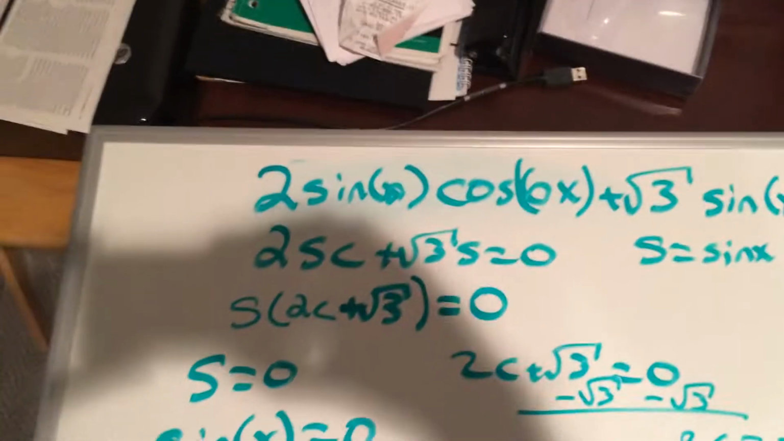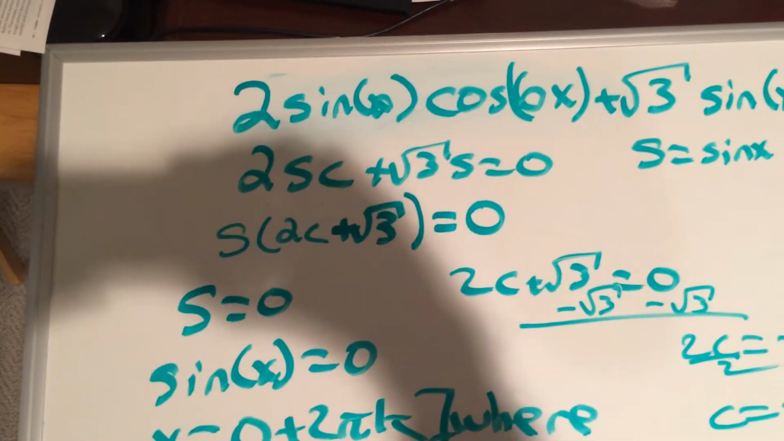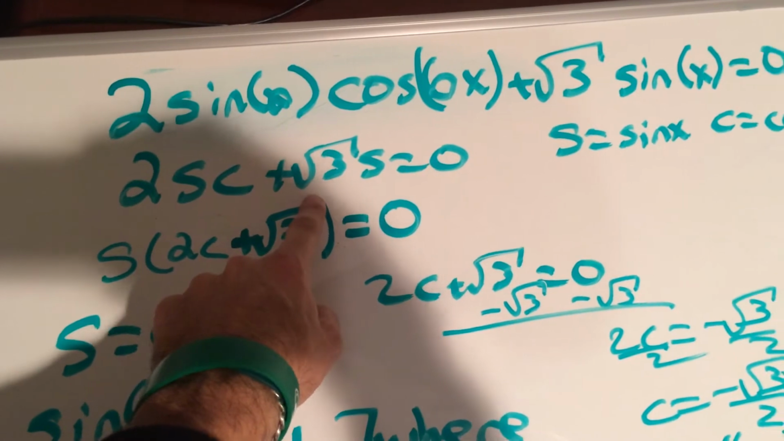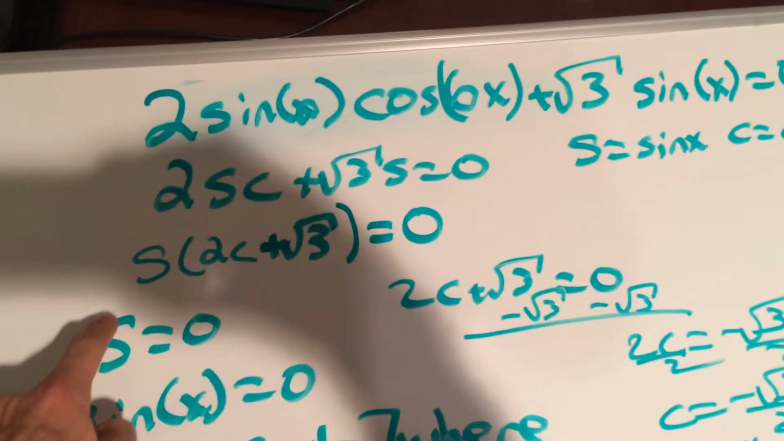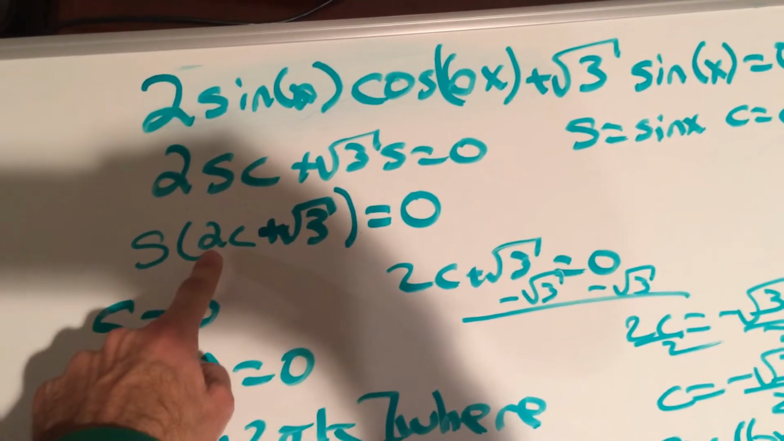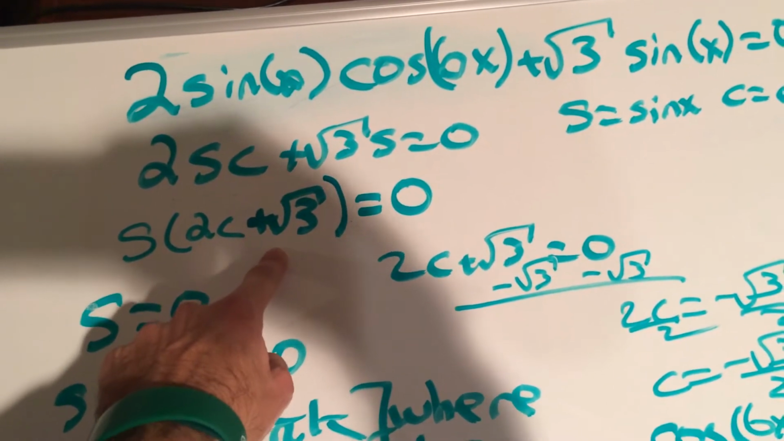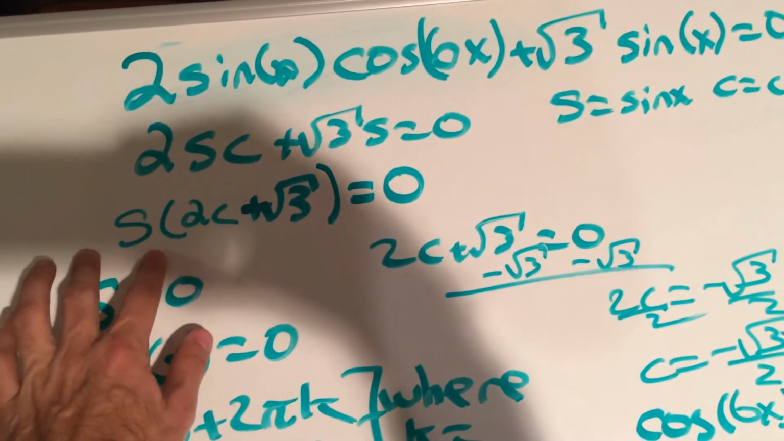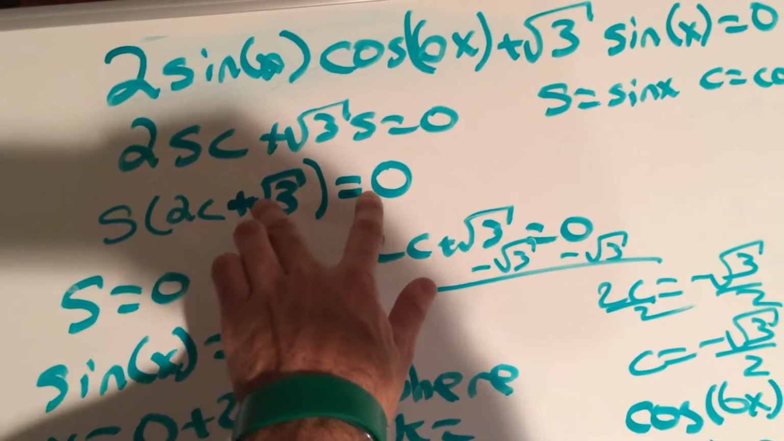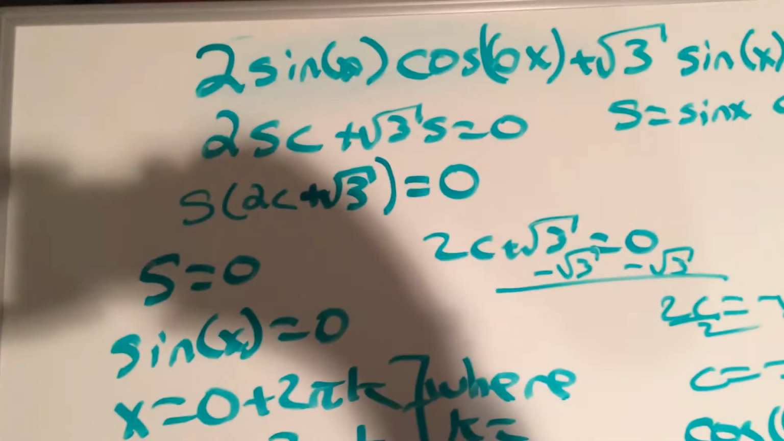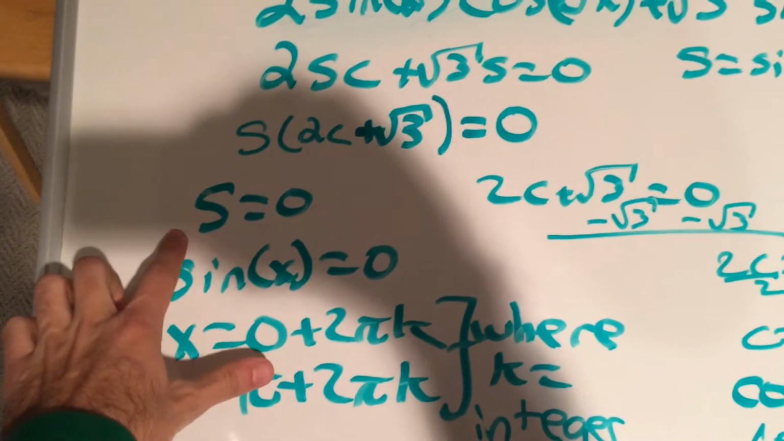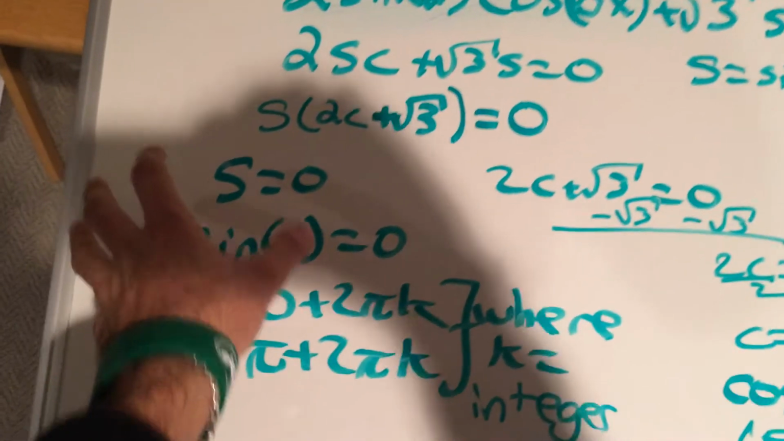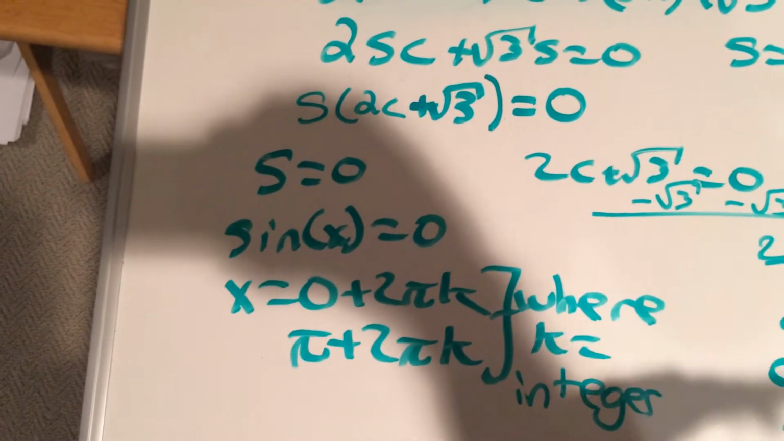Then I said, okay, what can I do next? Well, I know that both terms, 2SC and root 3S, have an S in them. So let me factor out that S. That leaves me with 2C plus root 3, and that, of course, equals 0. Now I have a factor times a factor equals 0. So what do we do? Set each factor equal to 0: S equals 0, and 2C plus root 3 equals 0. Let me deal with the S equals 0 part first, then we'll go back to the other part.